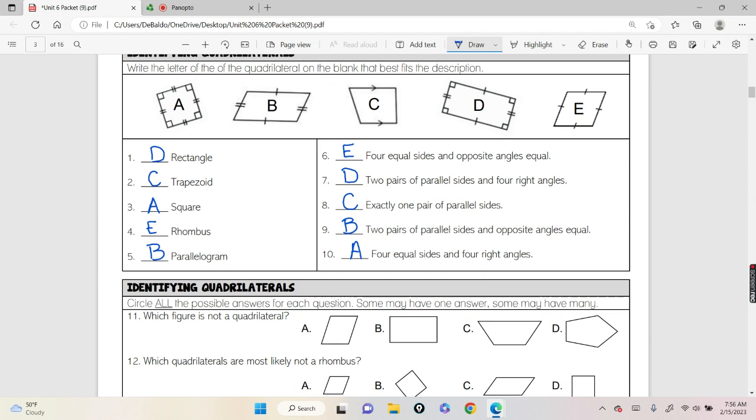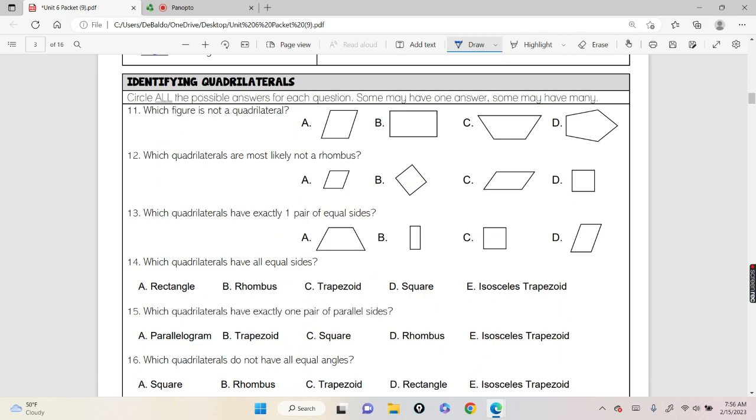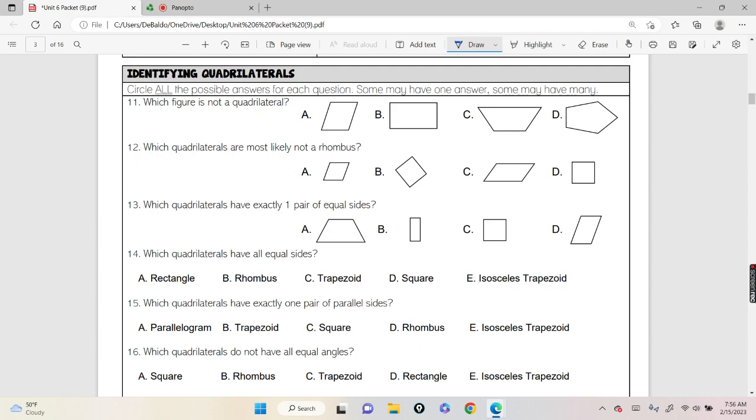All right, let's try a couple more. Let's answer some questions. These ones are going to be kind of unique because we're going to circle all of the possible answers for each question. And some of them might just have one answer. Some may have several answers. So we really got to think critically here.